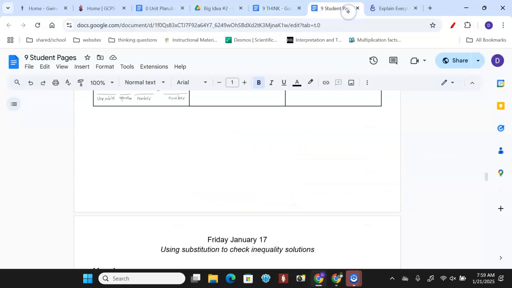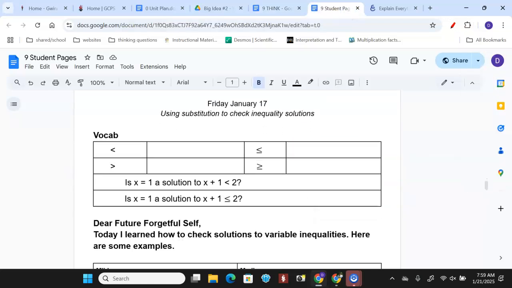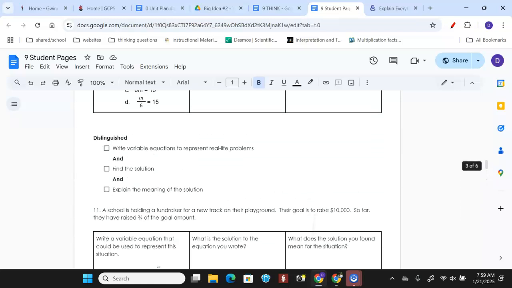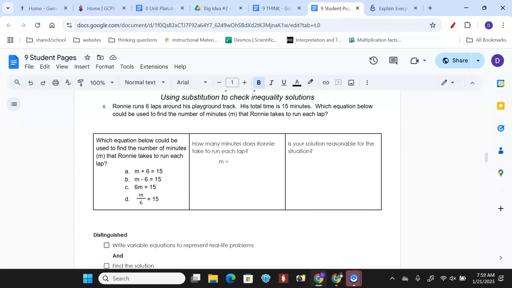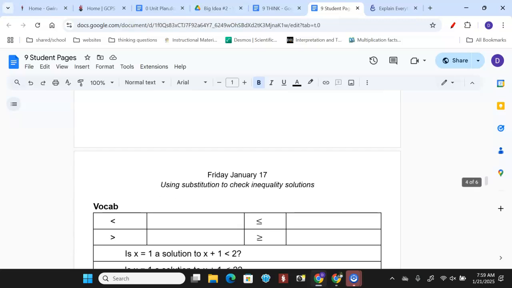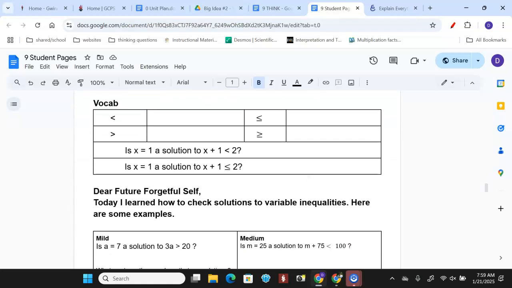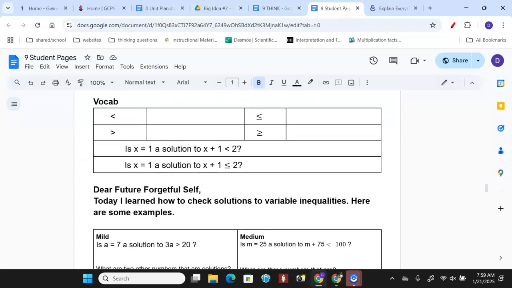Let's do some stuff in your pages. So find your pages from Friday. We did this practice assessment with inequalities, or with equations rather. If you'll skip past that, there's a vocab page. Please find that for me. We'll take a couple notes, and then I'll get you to your check your understanding questions.